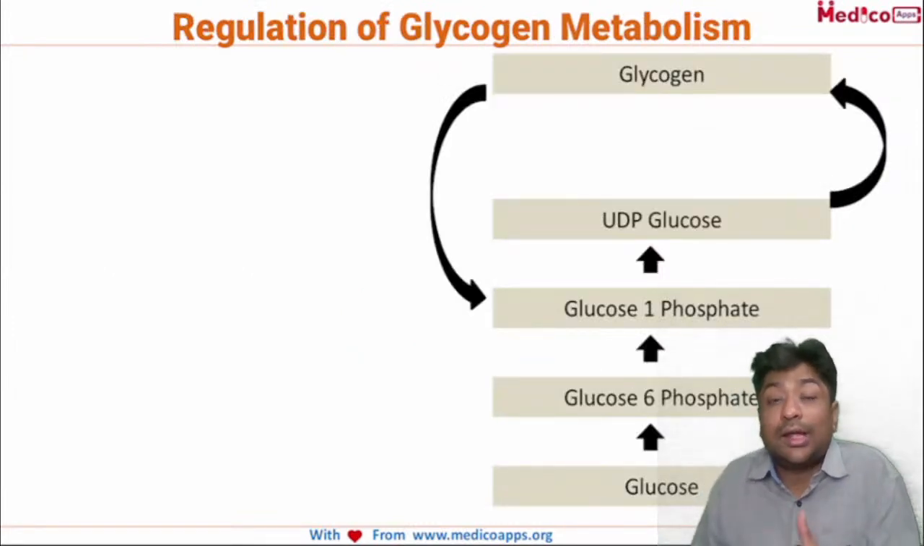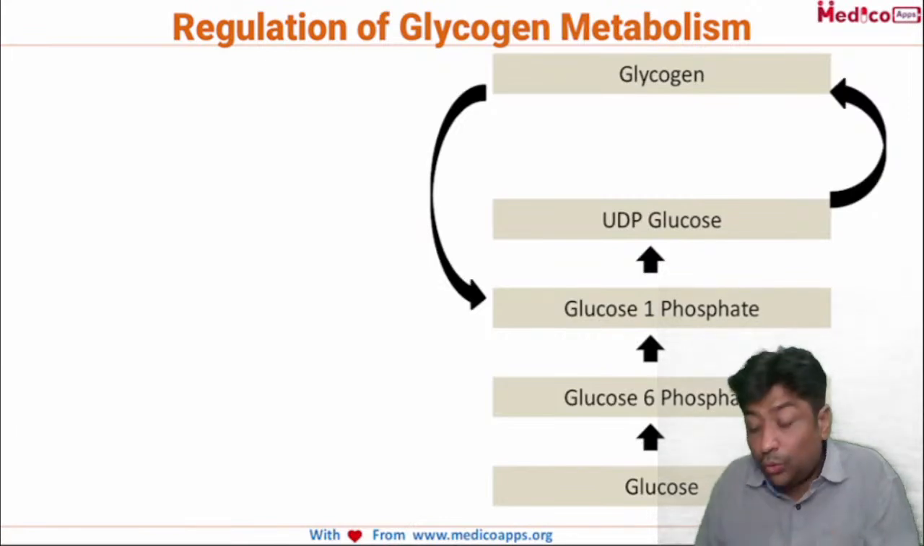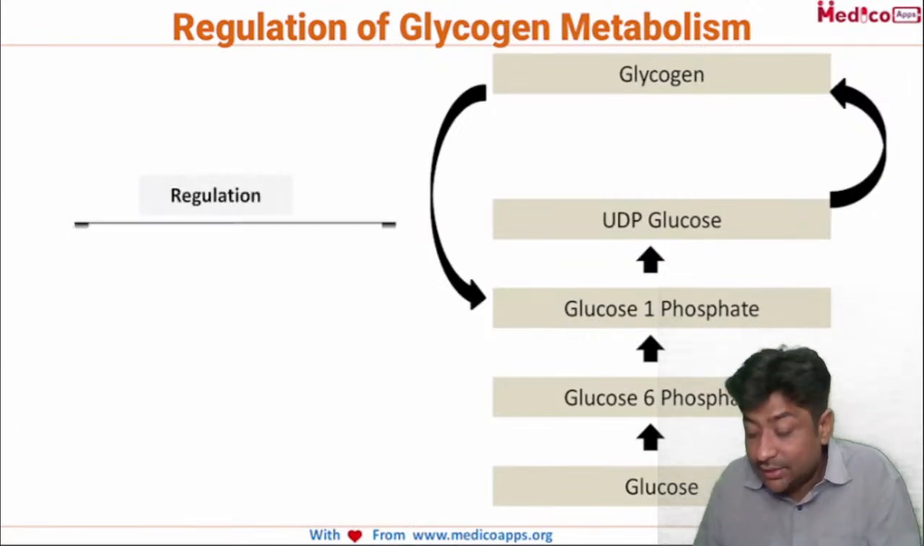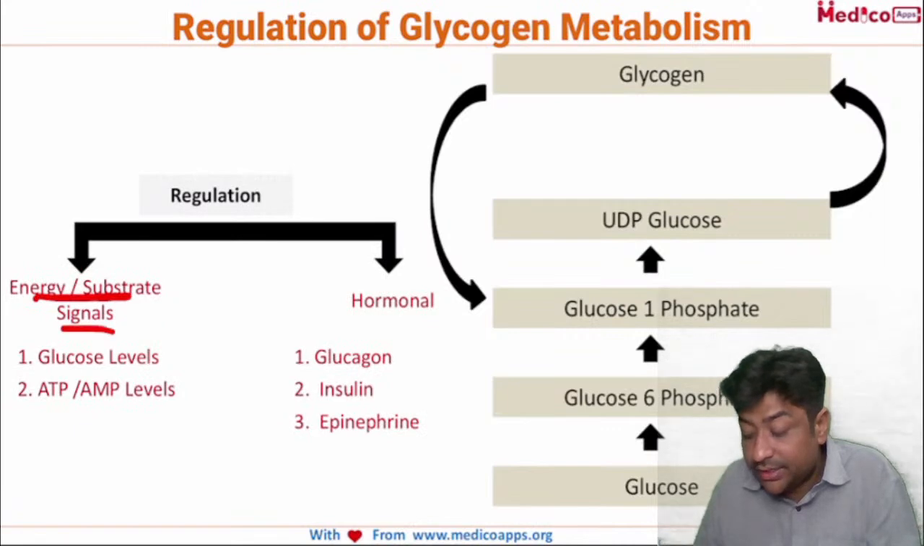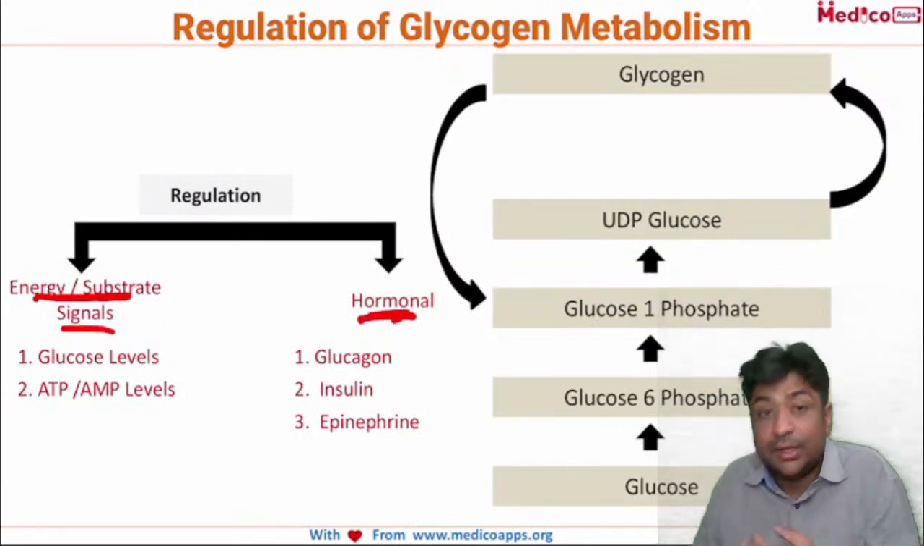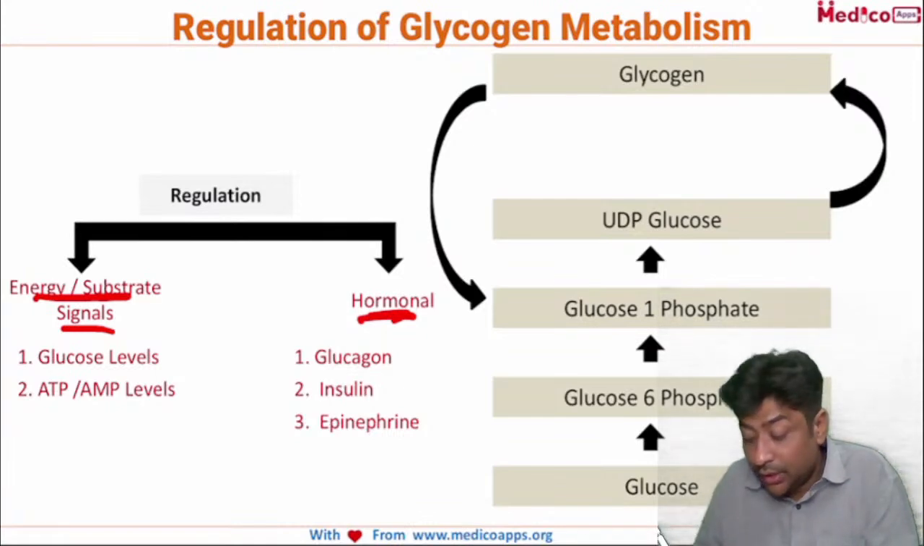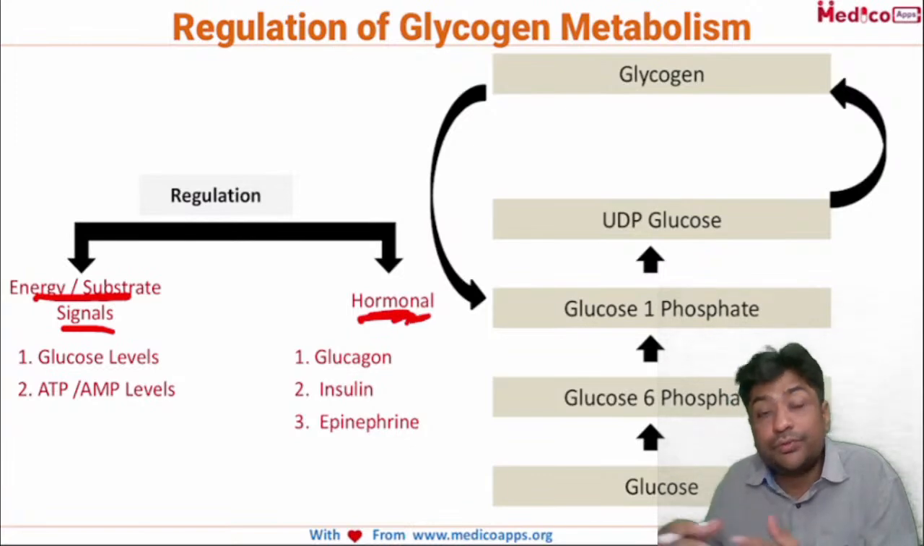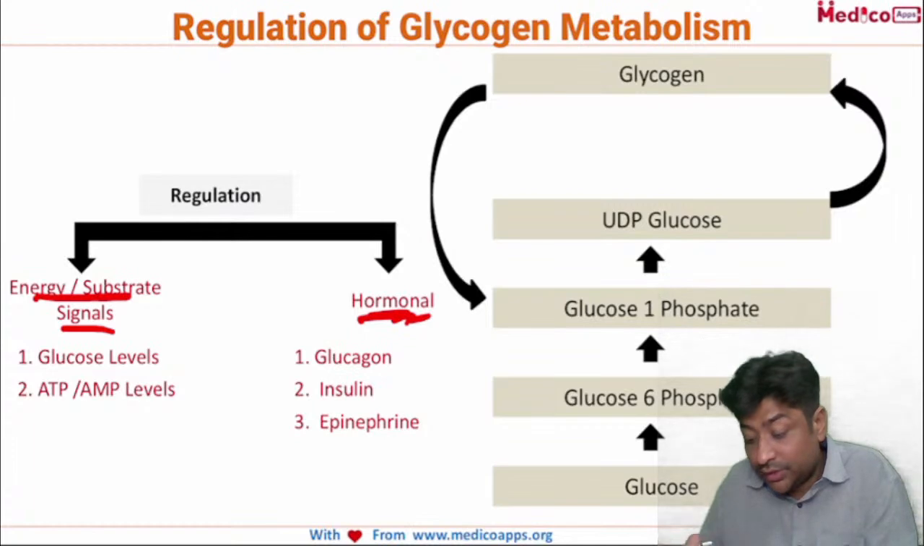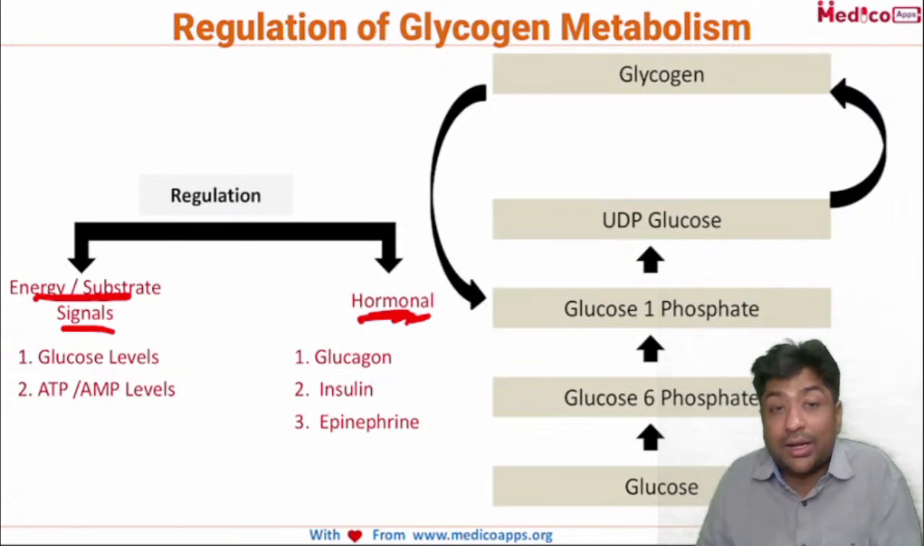How is glycogen metabolism regulated? There are two important regulation mechanisms. One is basically energy or substrate signal. Second is hormonal, which means if the cell is in an energy rich state, or there is a high amount of glucose, or there are certain hormones which influence the glycogen level in our body. So these are the two regulations. Let's quickly look at each one of them.